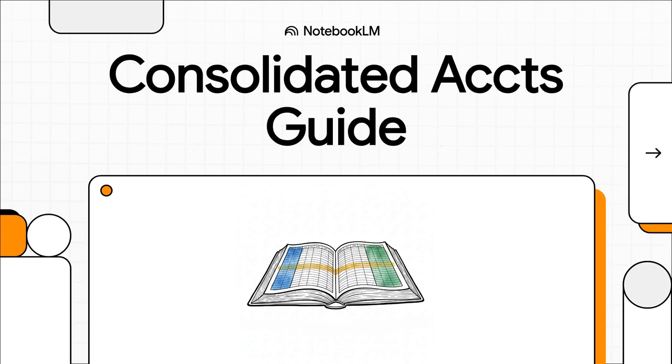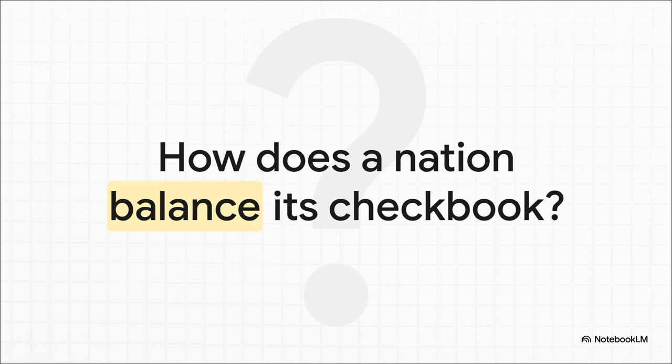Let's get to it. Before we get into the weeds, let's ask a fundamental question. How exactly does a whole nation balance its checkbook when the numbers literally do not match? Think about it for a second. It's kind of like comparing your personal checkbook to a credit card statement. Different national institutions record things at different times using totally different methods. That means the books don't just naturally balance out of thin air. They require some major manual adjustments. And that is exactly what we're going to master today.